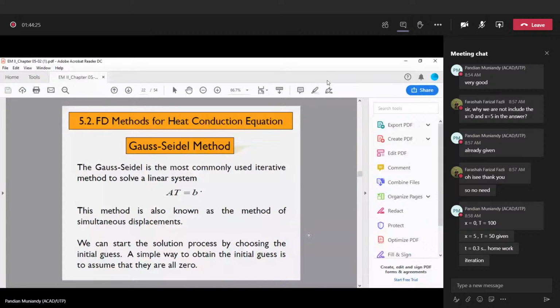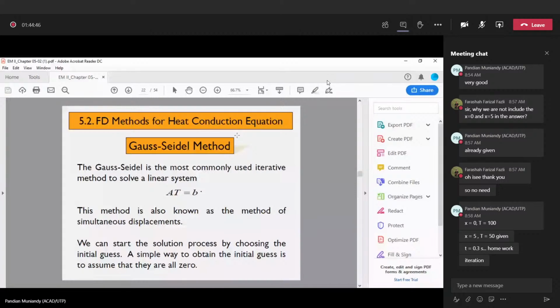We will study 3 different methods. We already finished explicit. Now we are currently doing implicit. The third one is the Crank-Nicolson method. So Gauss-Seidel is the most commonly used iterative method. That is the keyword, class.